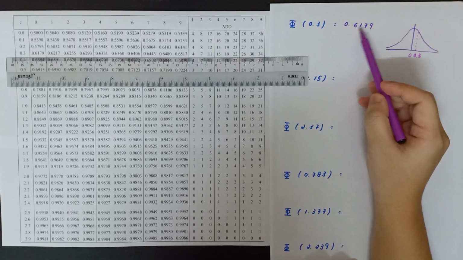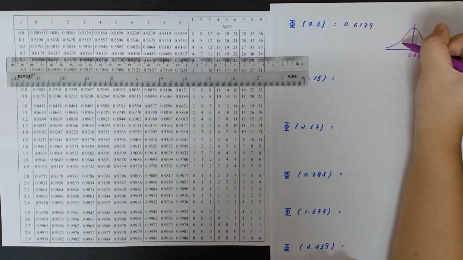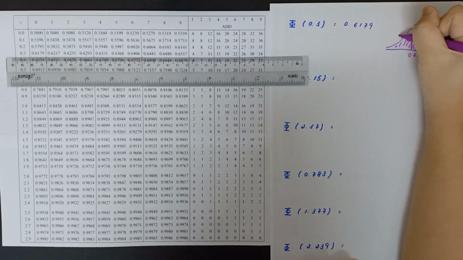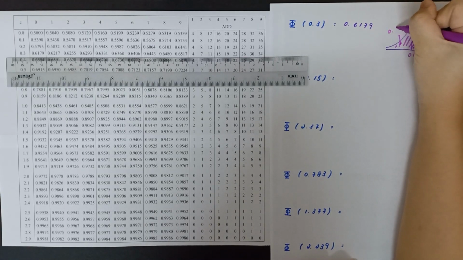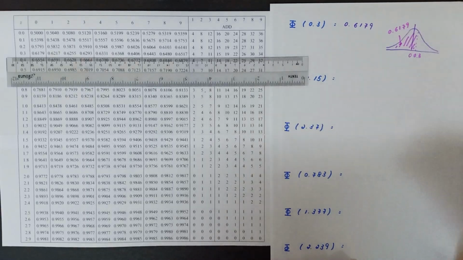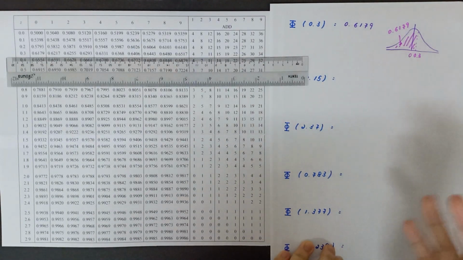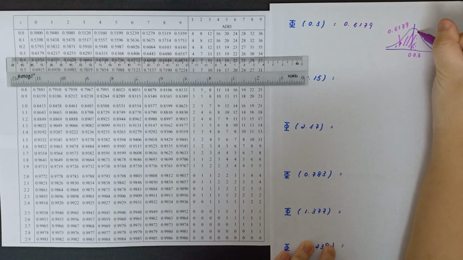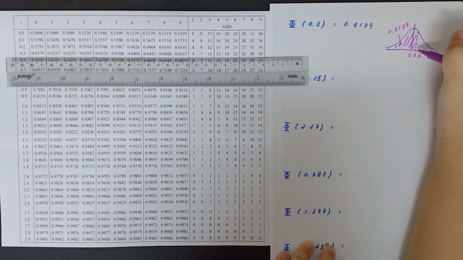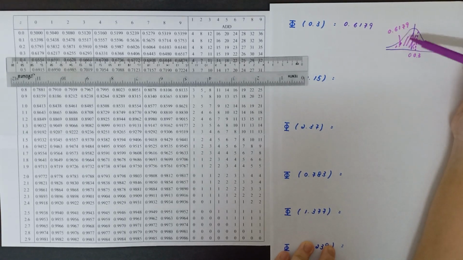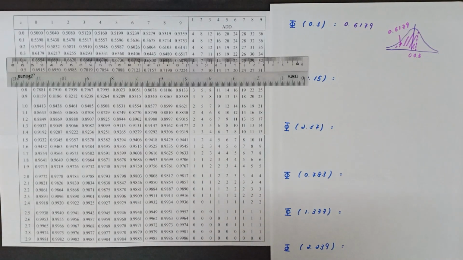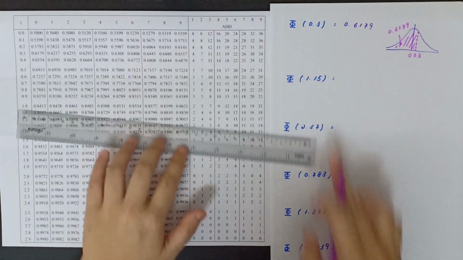So what does 0.6179 mean? It's basically the area smaller than 0.3, which is here. This area is 0.6179, and basically this area is the probability. Is that okay? So 0.3 is the Z value that you have, meaning the value here. Then the answer that you get from your table is the area under the curve before 0.3, lesser than 0.3. Okay, now move on to the second one, 1.15.